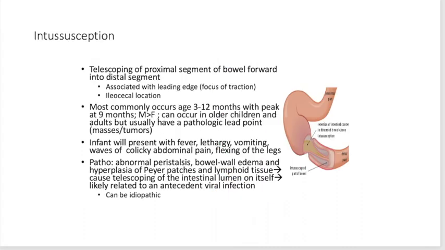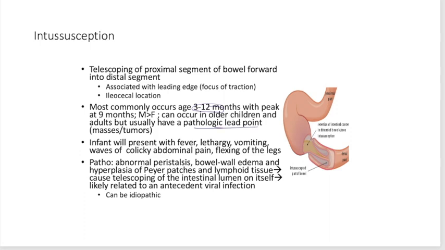Intussusception is the telescoping of the proximal segment of the bowel forward into a distal segment, associated with a leading edge, which is called the focus of traction. It is usually in the ileocecal location and has a common age of presentation, about 3 to 12 months, with a peak at 9 months. It does affect males more than females.